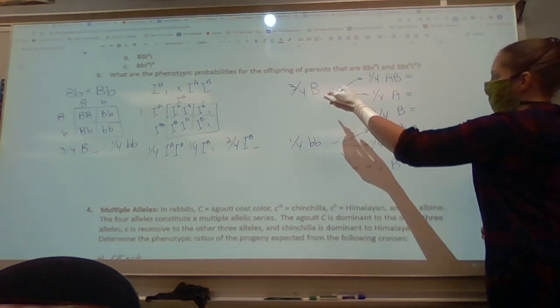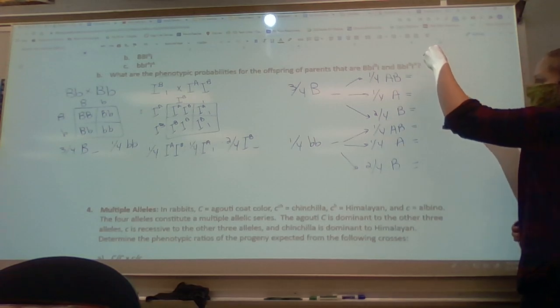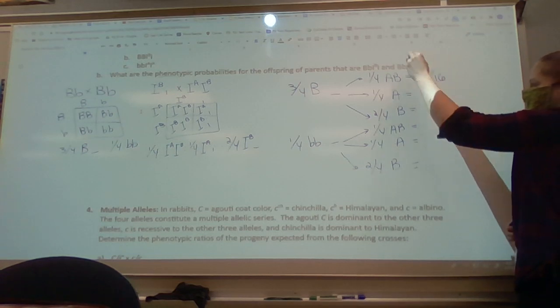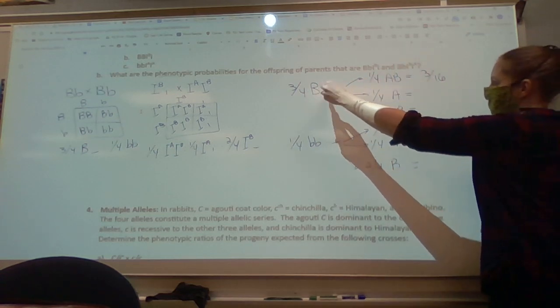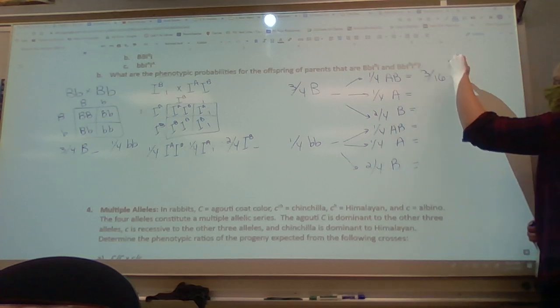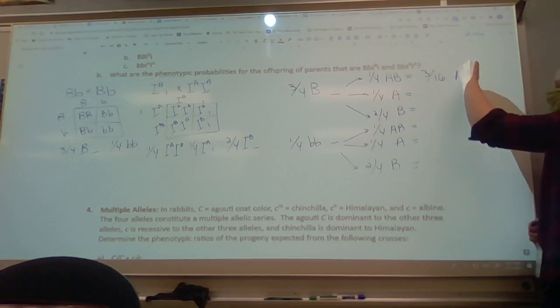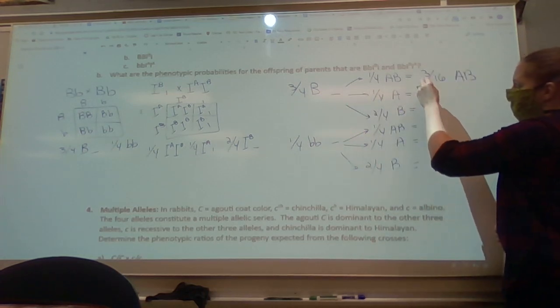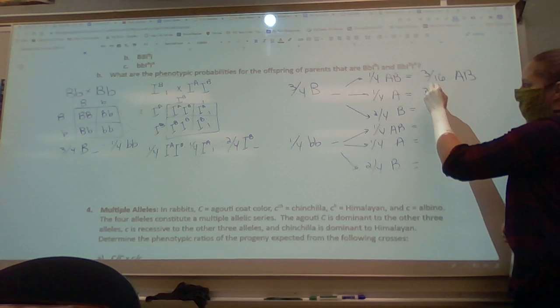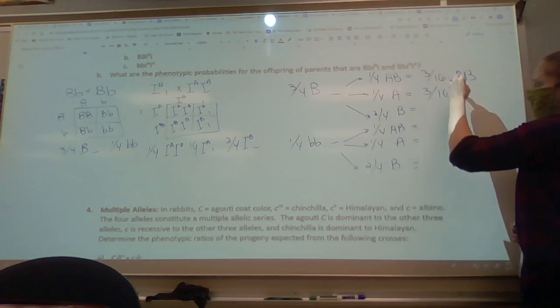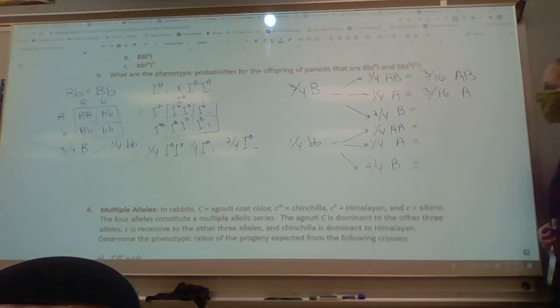Okay. 3/4 times 1/4 is 3/16. And if you have a working copy and you have the AB alleles, those offspring are all going to have what blood type? AB. All right. 3/4 times 1/4 is 3/16 are going to have type A blood.